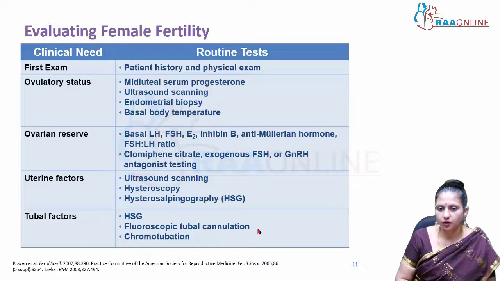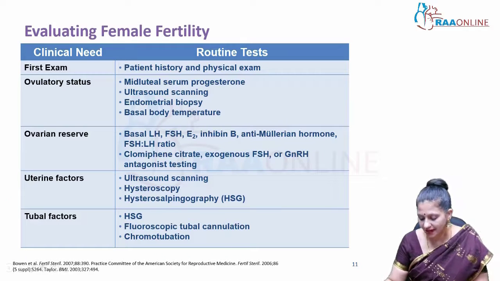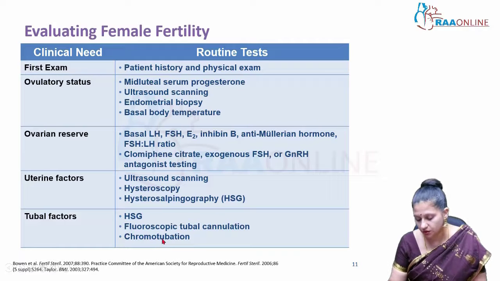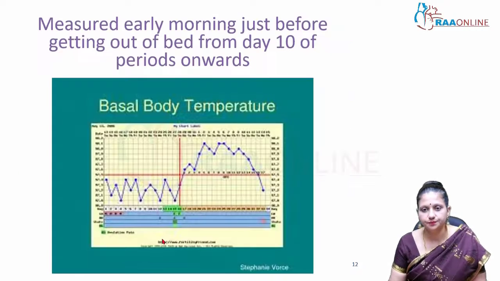And we can also do a chromopertubation. Chromo stands for dye and tubation stands for the fallopian tube. So putting a dye inside the fallopian tube is called as chromopertubation.